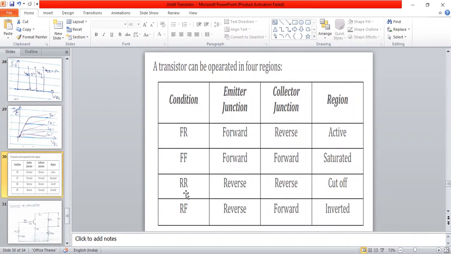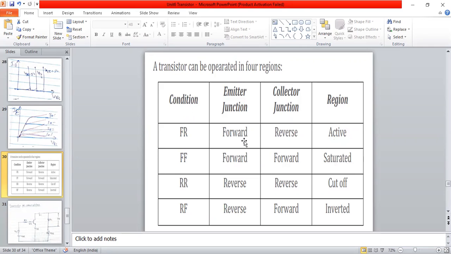But in reverse, the emitter is also reverse biased and the collector is also reverse biased. In that situation, emitter reverse bias is nothing but giving zero input. If we give zero input, it will act as reverse only, because the collector is reverse biased. So we are not going to get output, only a small leakage is there. That area we consider as the cutoff region, saturated region, active region.